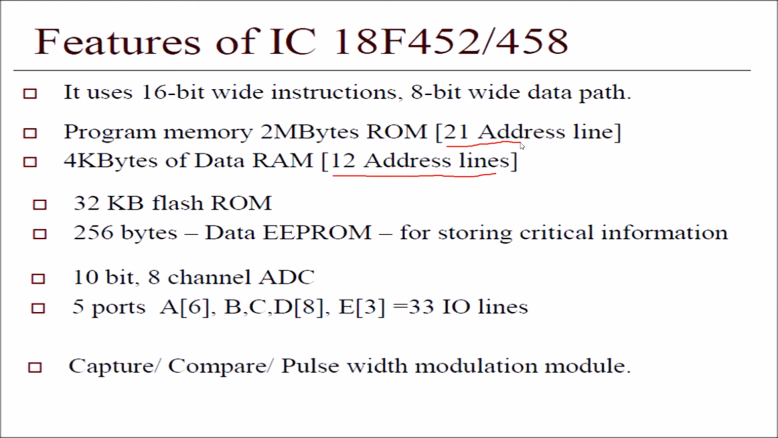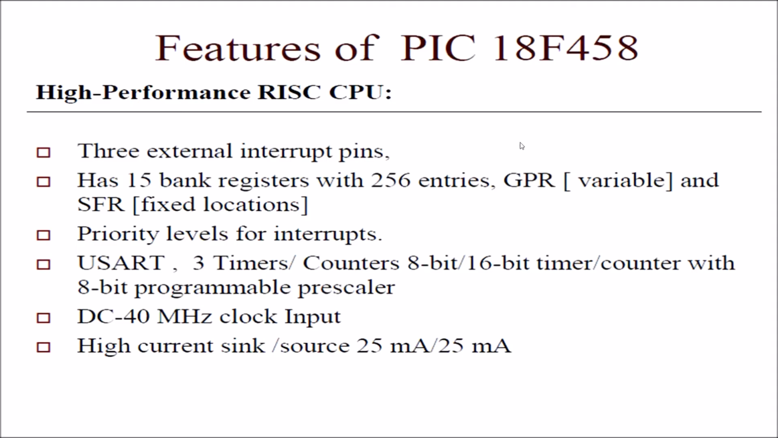It has capture, compare and PWM modulation module. 3 external interrupt pins are available, and it has 15 bank register with 256 entries, that in detail we are going to discuss. GPR and SFR fixed locations are given for general purpose registers and special function registers. For GPR, the locations are variable, and in SFR, for special function registers, locations are fixed. We can assign different priorities to interrupts.